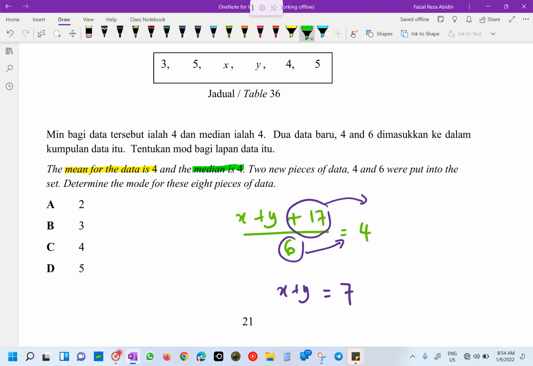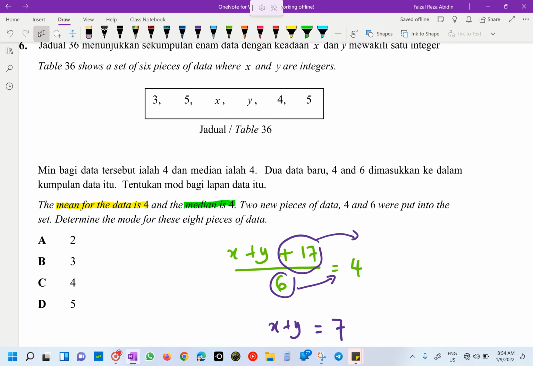Macam mana, cikgu? Okay. So, median saya tak boleh buat apa-apa. So, I'm going to use the other one that we have over here, which is 2 new pieces of data. 4 and 6. Put into our data here. So, you are going to have 4 and 6 again. 4 and 6 means that we are going to have 8 data. Is it going to be the mean? No.